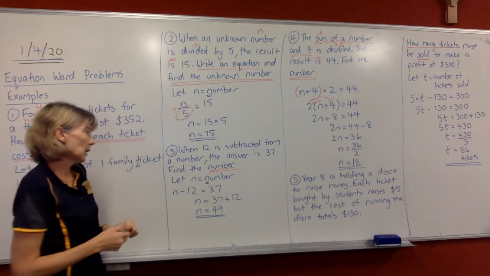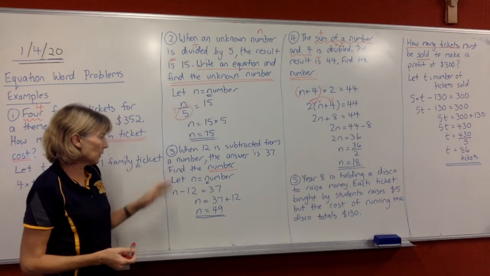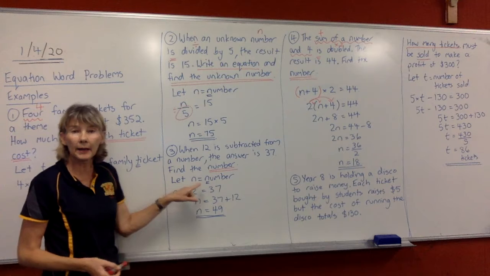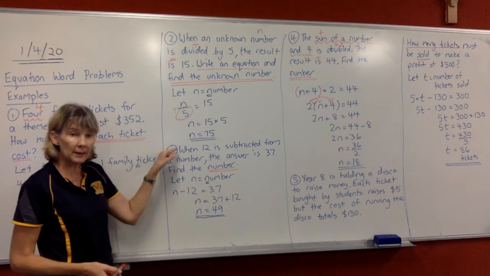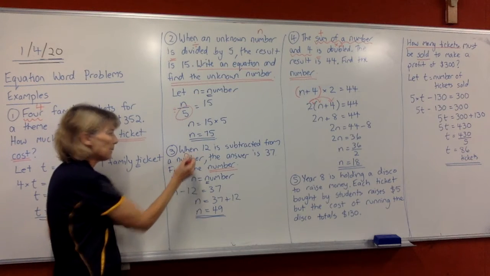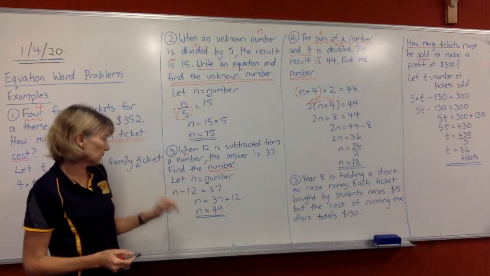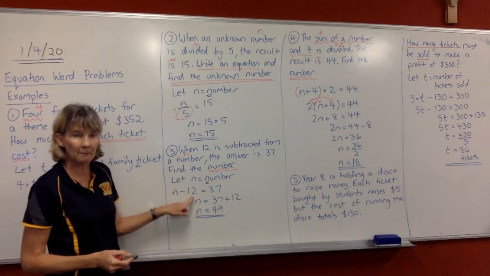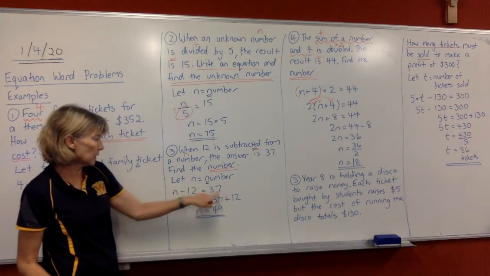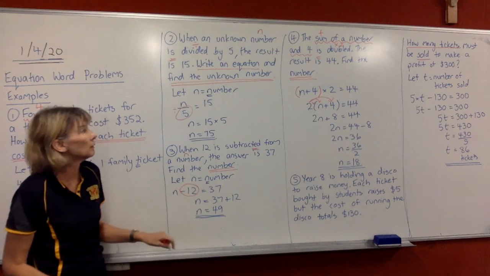Alright, number 3. When 12 is subtracted from a number, the answer is 37. Find the number. So this is what they've asked us for, find the number. So we're going to say let n equal the number, and then we're going to go back to the statement to get our equation. It says 12 is subtracted from a number, which we now have as n. So if 12 is subtracted from a number, that's n minus 12. The result is, or the answer is, equals 37.